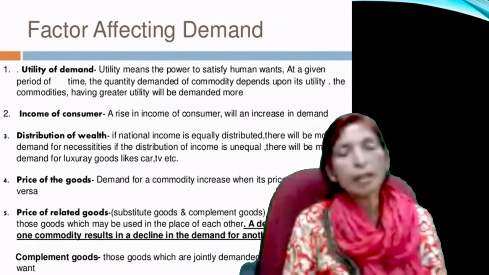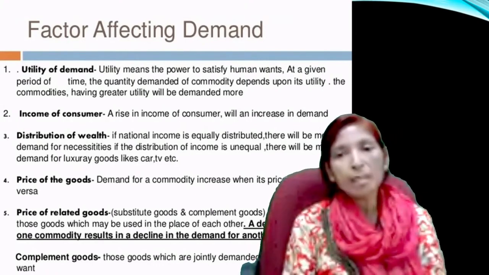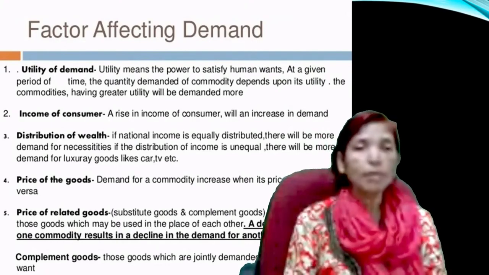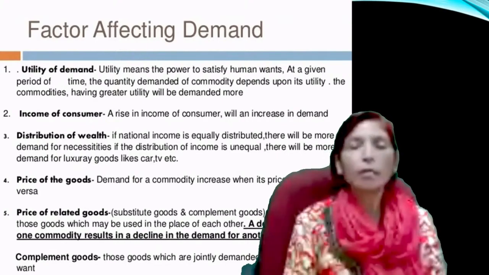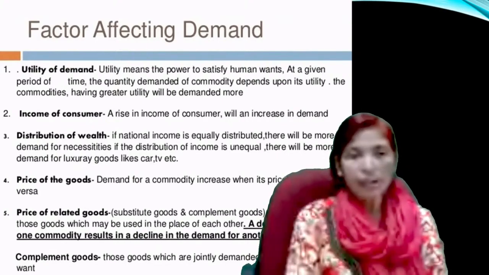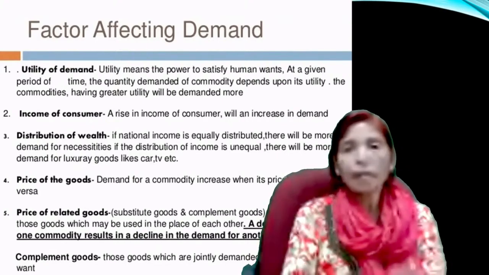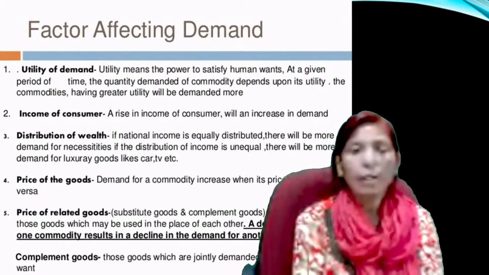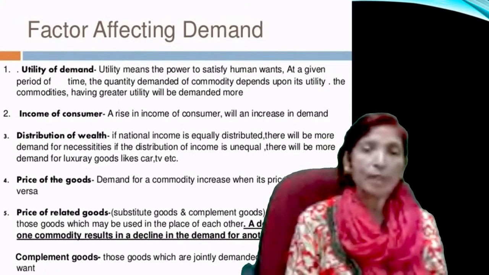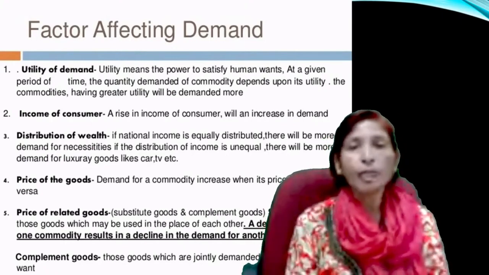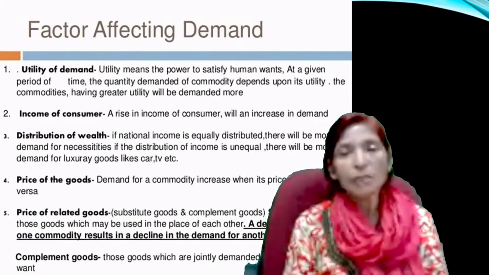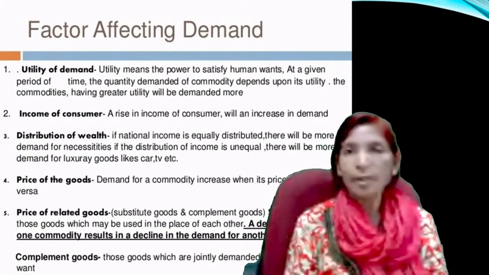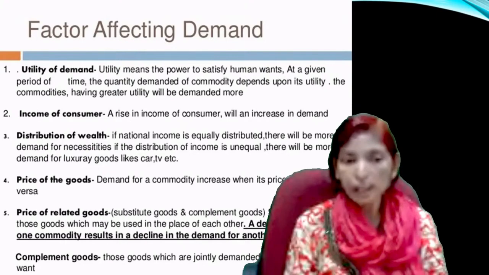The quantity demanded of a commodity depends upon its utility. The commodities which have greater utility will be demanded more. If anything has very high utility power, then people will demand more of that commodity. And if anything has less utility, then demand will also be less. Price of the good: you know that there is an inverse relationship between price and quantity demanded.